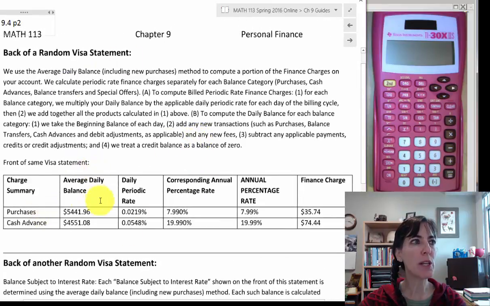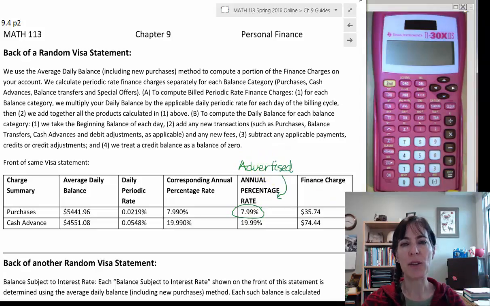So for this first account, I made up some numbers here for balances and finance charges just so that we'd have something to look at. This particular credit card advertises a 7.99% APR, and this is what they advertise. So this is what you'll see. And so they'll say, oh yeah, this card has 7.99%.